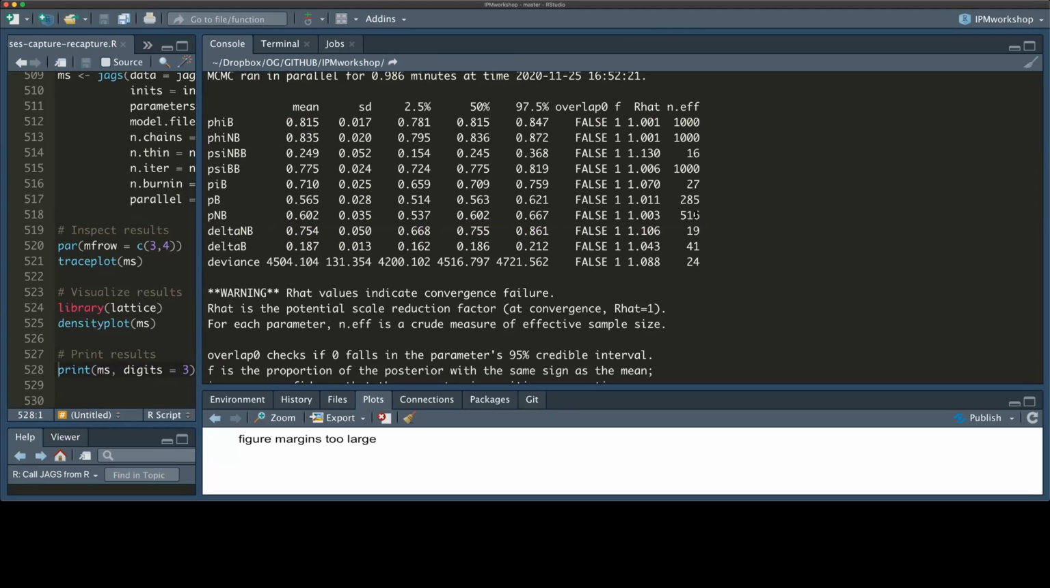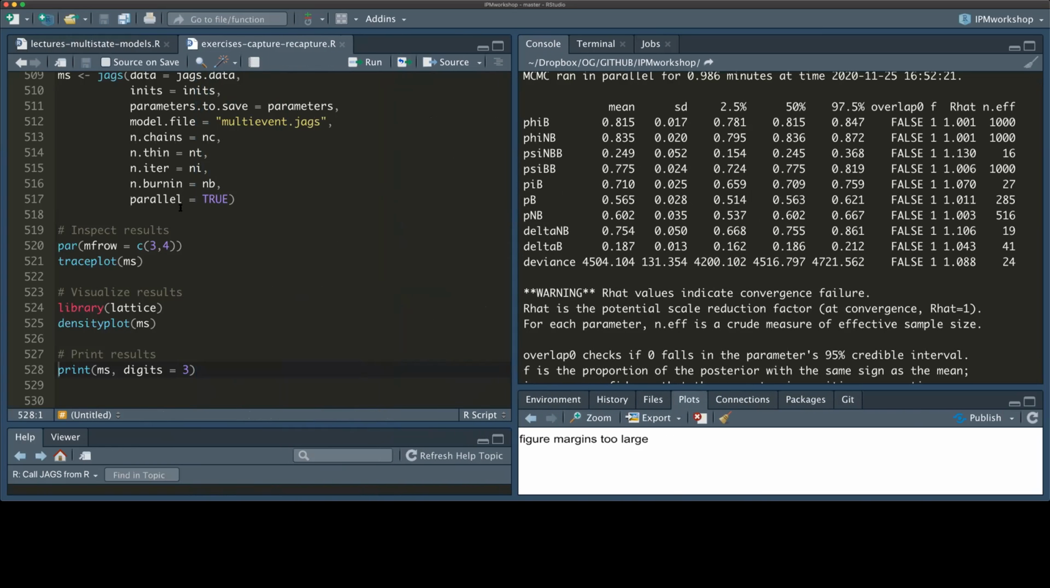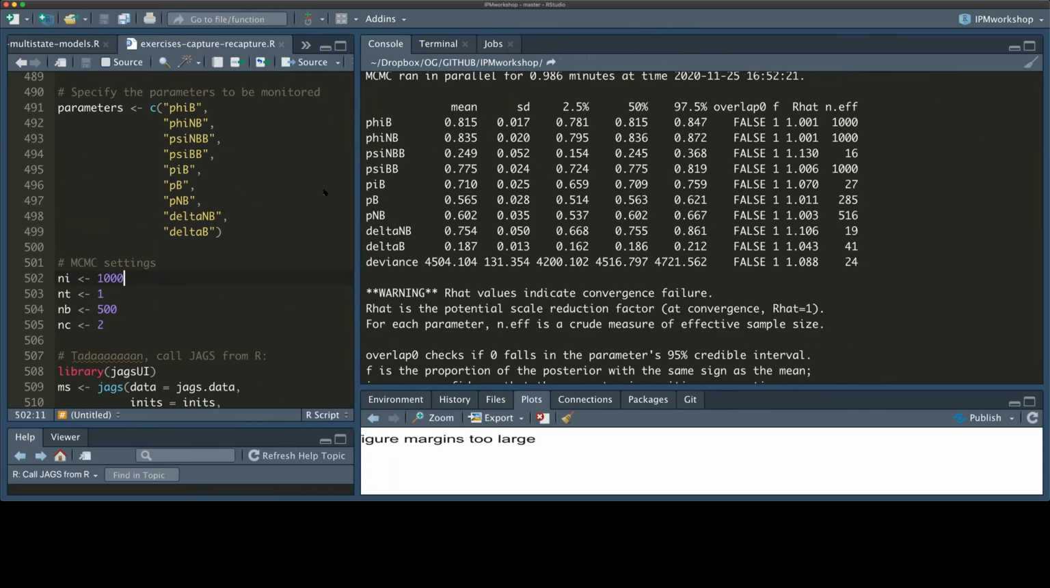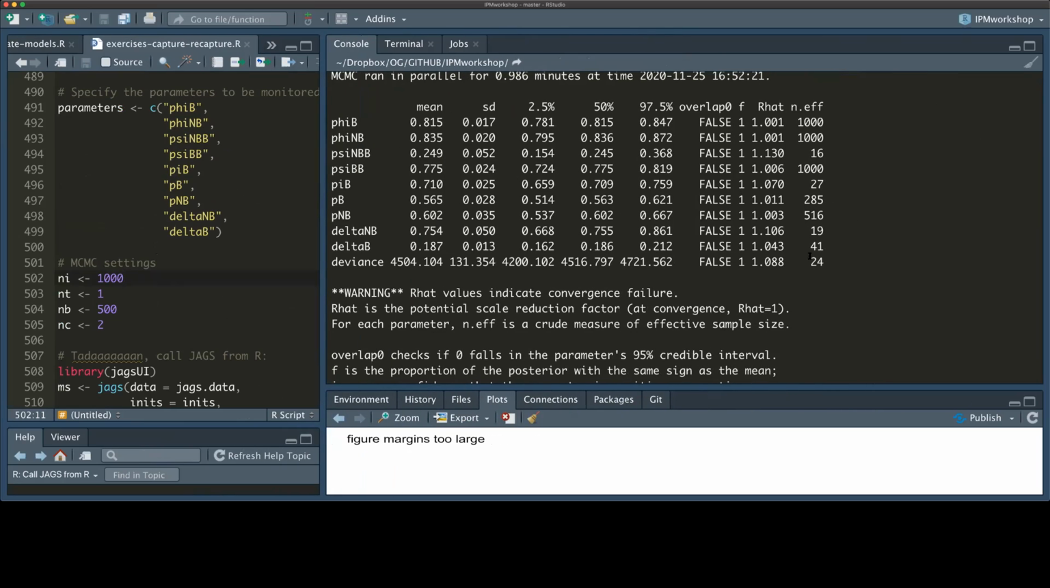You see that the effective sample size is quite low, and that was to be expected. I just ran 1,000 iterations, so if I wanted to really make inference from these estimates, I would need to run that for a bit longer to get higher effective sample sizes.